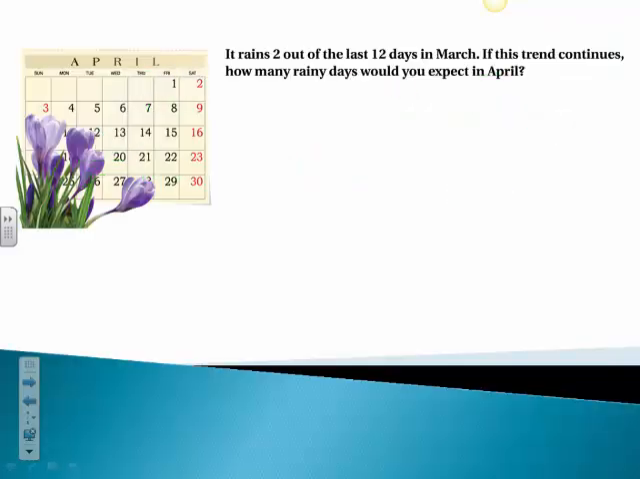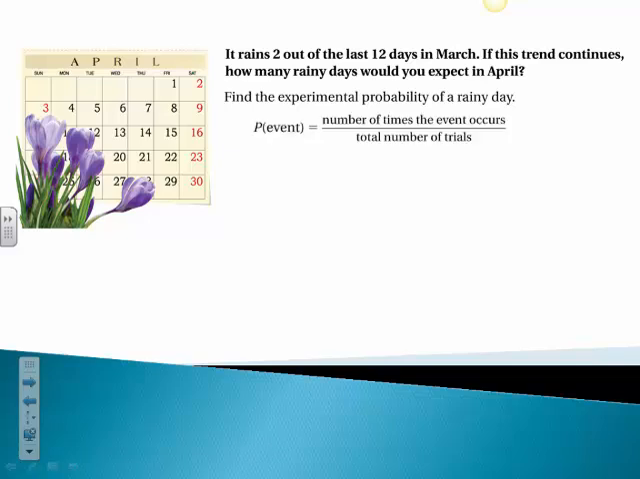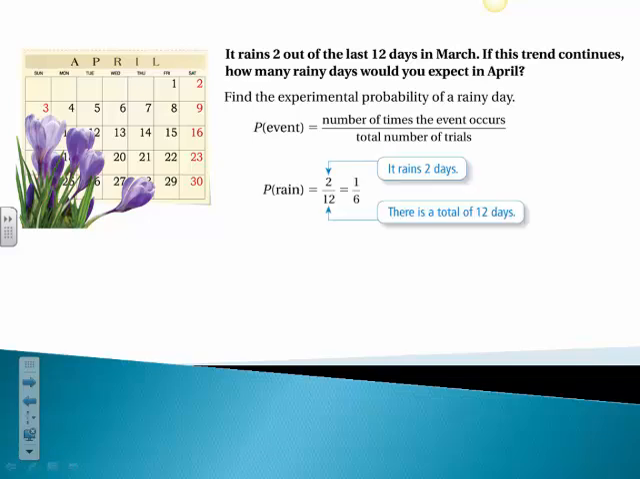It rains 2 out of the last 12 days of March. If this trend continues, how many rainy days would you expect in April? So first we have to find our experimental probability of rainy days. So 2 out of 12 days. So how many times did it happen? 2 out of a total of 12. So we simplify that, and our probability of rain is 1/6.